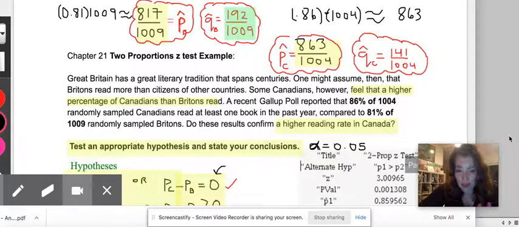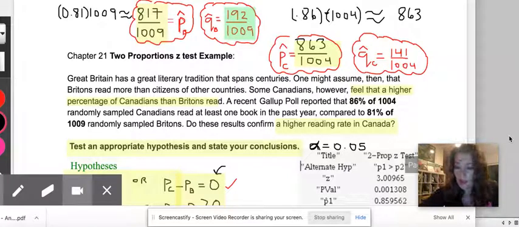So Great Britain has a great literary tradition that spans centuries. One might assume then that Britons read more than the citizens of other countries. Some Canadians, however, feel that a higher percentage of Canadians than Britons read. A recent Gallup poll reported that 86% of 1,004 randomly sampled Canadians read at least one book in the past year, compared to 81% of 1,009 randomly sampled Britons. Do these results confirm a higher reading rate in Canada?